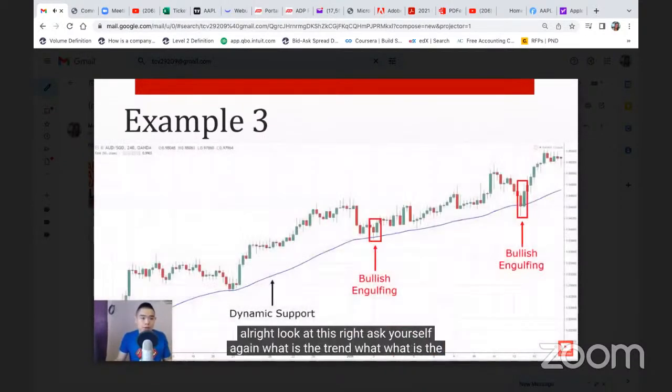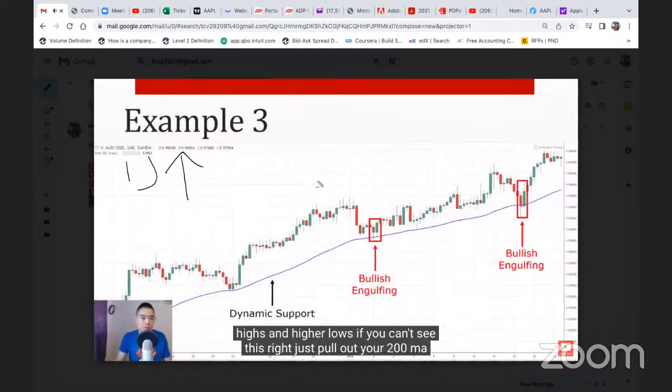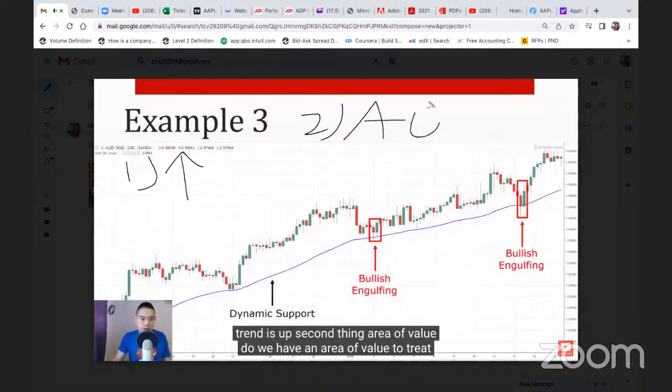Example 3, all right? Look at this. Ask yourself again, what is the trend? Number 1, what is the trend? Well, uptrend, right? Series of higher highs and higher lows. If you can't see this, you just pull out your 200 MA, and chances are the price will be above the 200 MA. So anyway, the trend is up. Second thing, area of value. Do we have an area of value to trade from? Well, seems like it, because the price has been respecting the 50 MA here, here, here, and here.